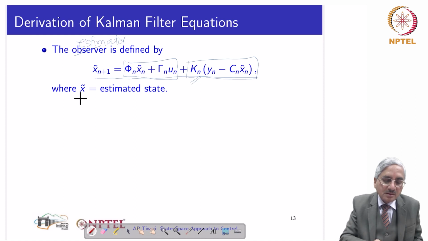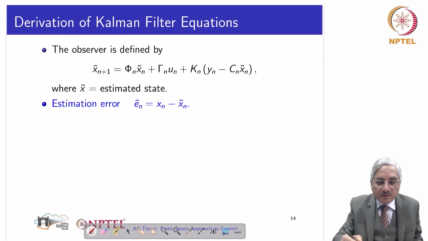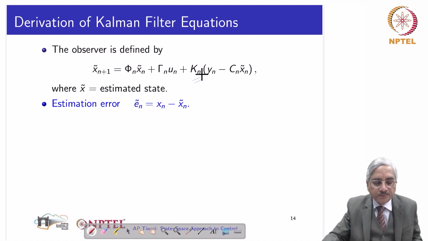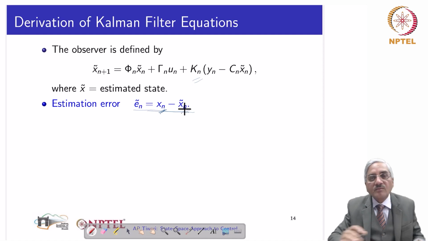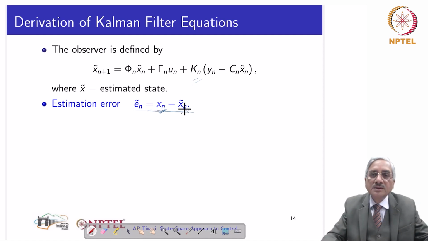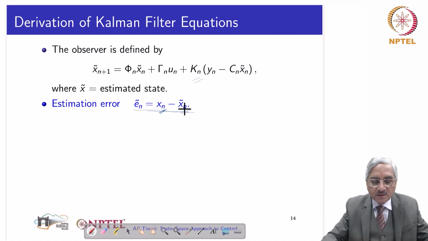Here x tilde denotes the estimate of the state, phi n and gamma n we know, and Kn is the Kalman gain to be determined. Now we look at the estimation error, which is the value of the state at time instant n, the nth sample of state, minus the nth sample of the estimate, x minus x tilde.